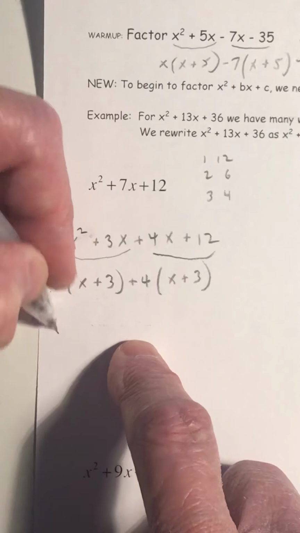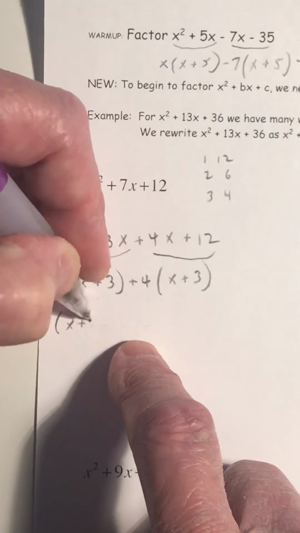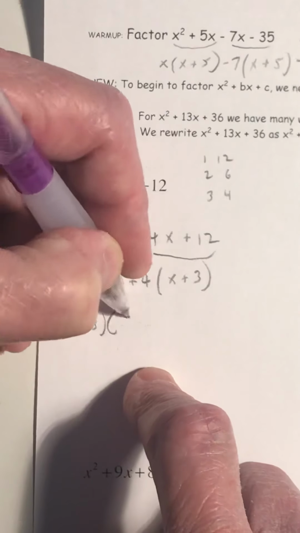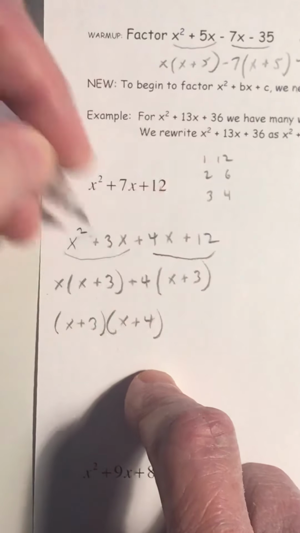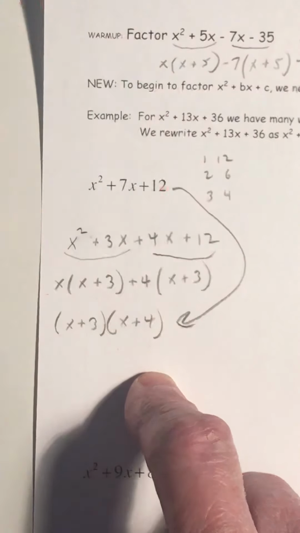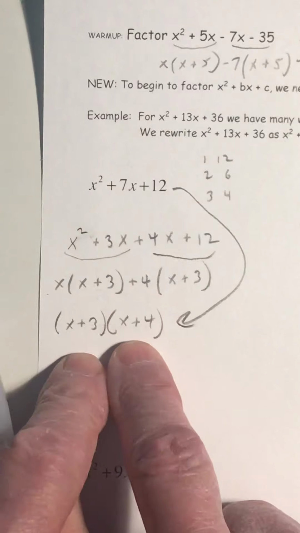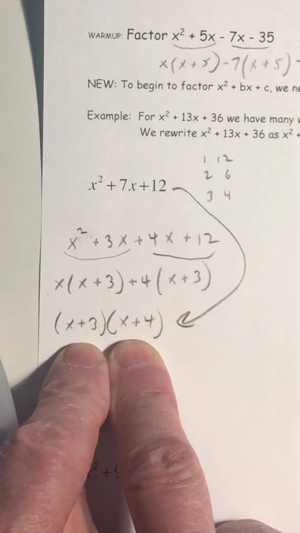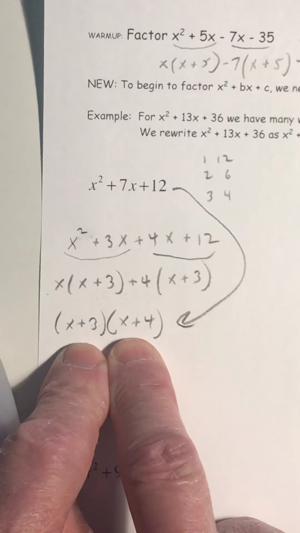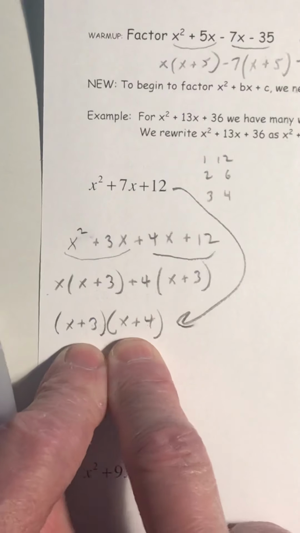So, in case you were wondering, here's our answer. X plus 3 times x plus 4 is exactly equal to what we began with. And why we want to do this, there's a lot of reasons. There's a lot of reasons that factoring is very useful.